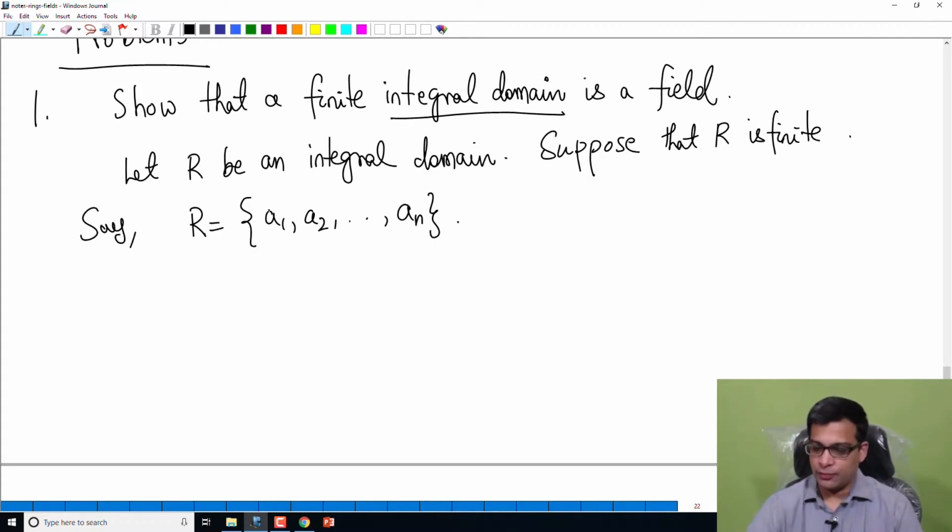Now I'll consider the following. Of course, remember that 1 is an element of R. I'm not specifying what 1 is. 1 could be A1, 1 could be A2 and so on. I don't need to know what 1 is. I'm just listing all the elements, they're all the same to me.